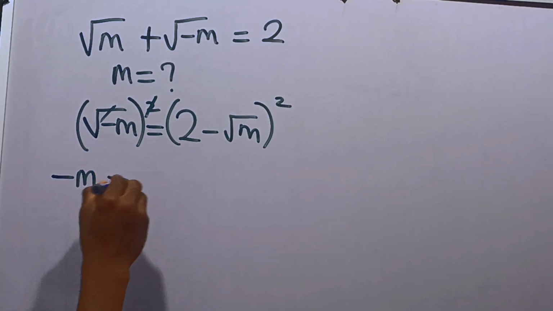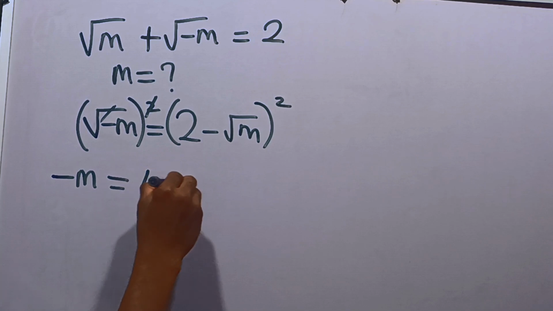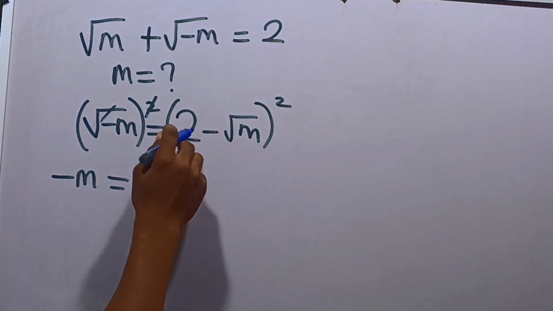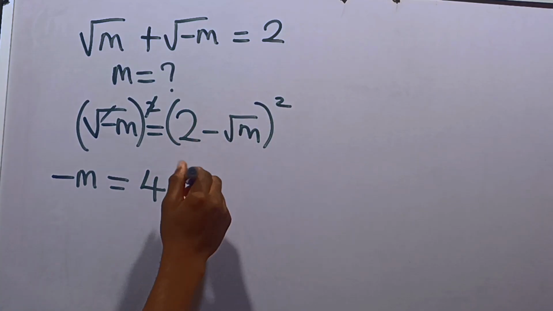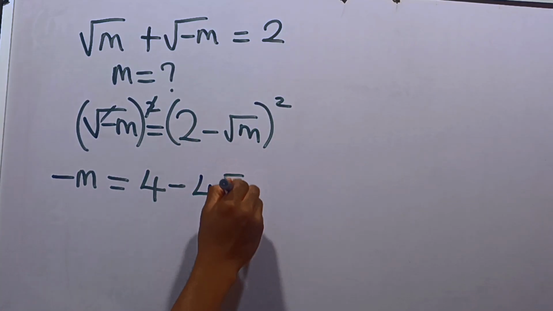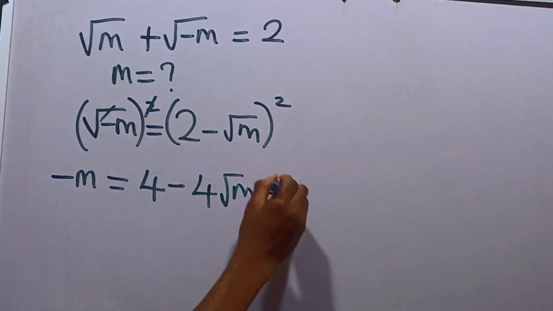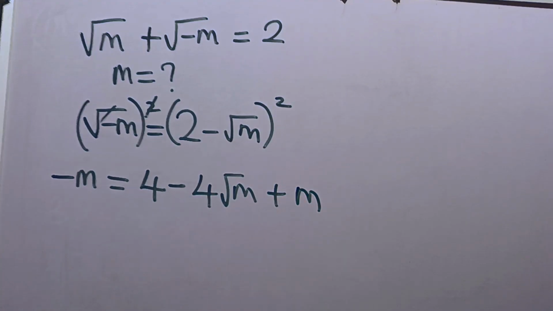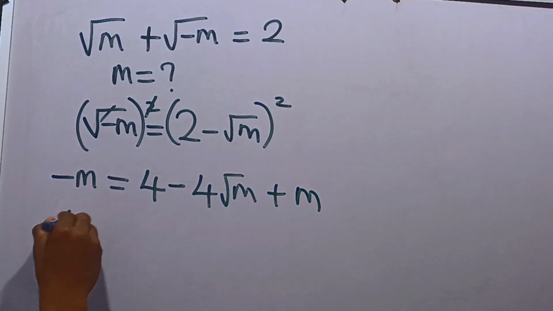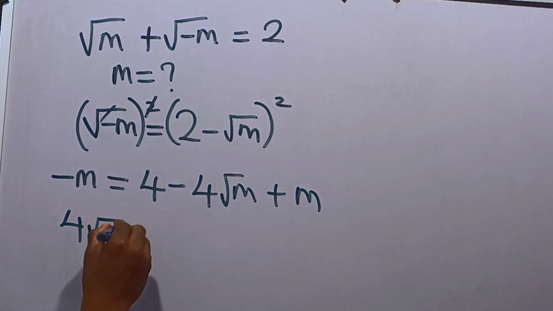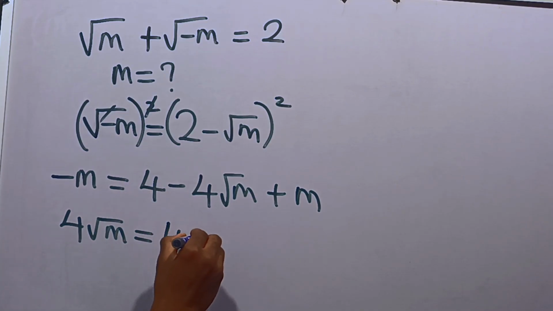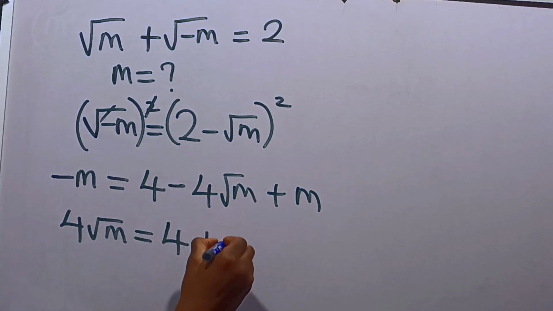So we have equal to 2 squared, which is 4, minus root of m times 2, which is 2 root m, times 2 is 4 root m. And then this is plus root of m squared, which is m. Okay. Now we have 4 root m to be equal to 4 plus m, which is 2m.